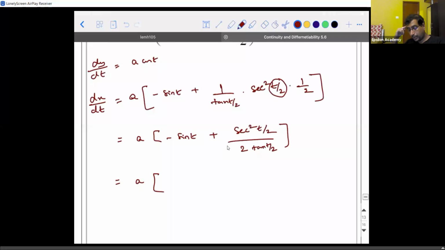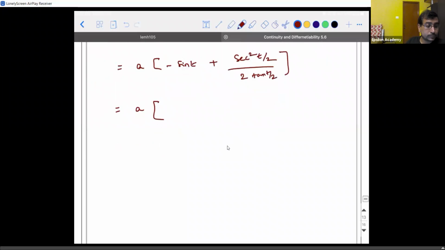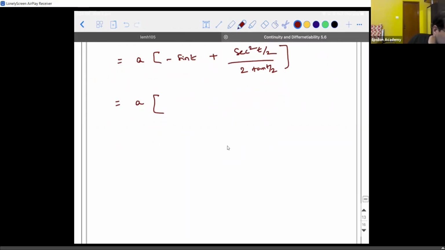One by tan t by 2 into secant square t by 2 into half. Okay, that's right. Now listen, guys. The sin t, I'm just trying to manipulate. Minus is already there. Can I write this as 2 tan t by 2 divided by 1 plus tan square t by 2?